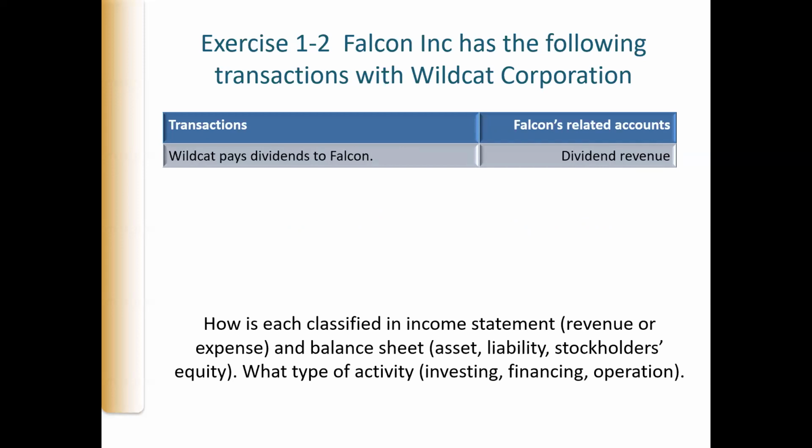Next, Wildcat pays dividends to Falcon. Now, guys, remember, Falcon invested in their stock. And so now Wildcat is giving dividends to Falcon, which is basically dividend revenue for Falcon. And because they're investing in the company, it's a normal process to receive income. So they invest in other companies and as a result receive income, which is their normal operations. So the dividend revenue would be operating activities. And when Wildcat pays dividends to Falcon, it's a revenue category, part of the income statement.